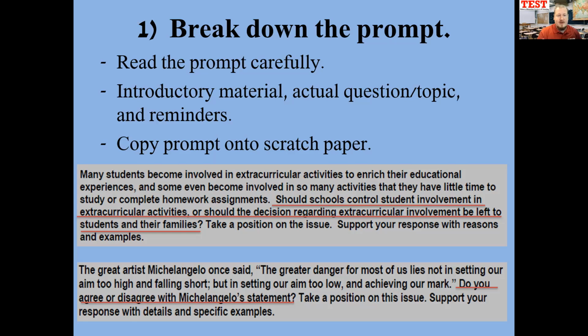So we have that. I've read it up to the middle of this box. It says right in here, for the assignments. Then the underlined portion is the actual prompt. Should schools control student involvement in extracurricular activities, or should the decision regarding extracurricular involvement be left to students and their families? Take a position on the issue. That underlined part is what you're responding to. That is the question you have to answer. Don't get distracted with the stuff in the beginning, and the stuff at the end, that's just the reminders about what you're trying to do to write a decent essay and score well. So the actual prompt here is: should schools control student involvement in extracurricular activities? Option one.